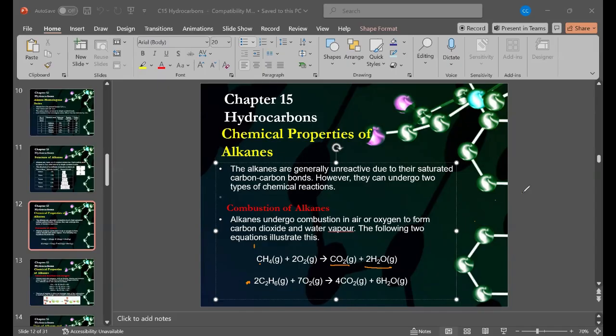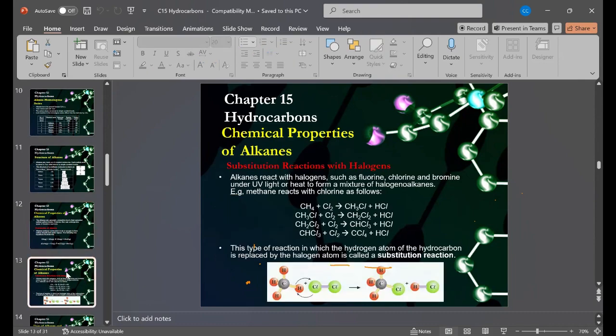All right, it is to be noted that alkanes are not very reactive. So they don't undergo many reactions. There are only two reactions of alkanes that we'll be looking at because alkanes are not very reactive. This is the first one, which is combustion. And then the second reaction that alkanes undergo would be substitution reactions.